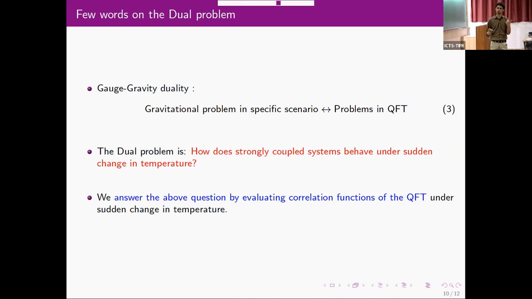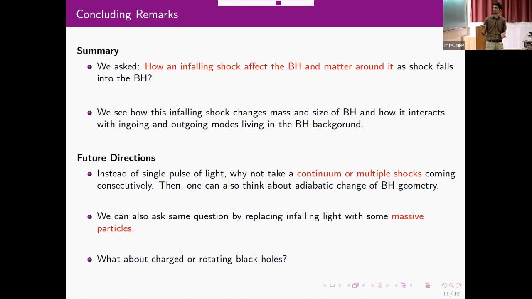So the problem we were discussing, how the shock affects the black hole and the matter around it, has a dual problem corresponding to that gravitational problem: how do strongly coupled systems behave under a sudden change in temperature? This is the CFT or QFT dual problem, and we can answer that problem also. The answer to this question in the QFT can be evaluated by evaluating this correlation function in the QFT using the AdS-CFT correspondence. So now let me end by saying some concluding remarks.